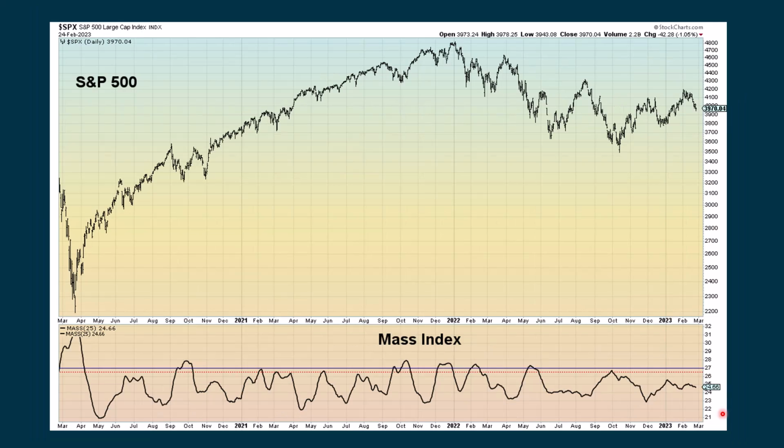The mass index is not giving us a signal right now. When we pay attention to this is when this black line goes up, it crosses above the red dash line and then above the blue line. When it comes back down and then crosses the red line again, that is a signal. And whatever stocks are doing at that point, we're looking for a reversal of trend.